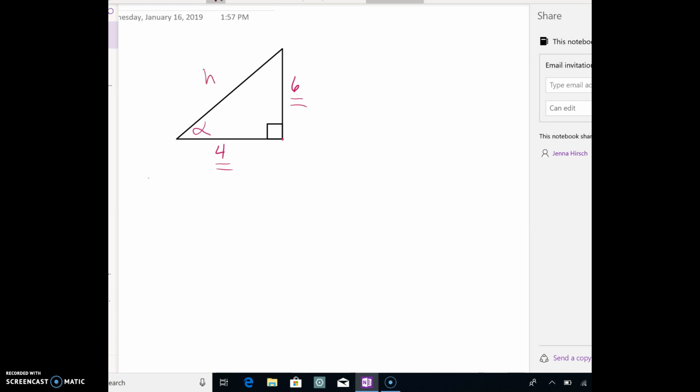So remember, the Pythagorean theorem works anytime we have a right triangle. And it tells us that if we have a right triangle, that leg squared plus leg squared is equal to the hypotenuse squared. So in this example here, we know 2 of the legs, but we're missing the hypotenuse. So what we're going to do is plug in for the legs, so 4 squared plus 6 squared, and we're going to solve for h, or solve for the hypotenuse.